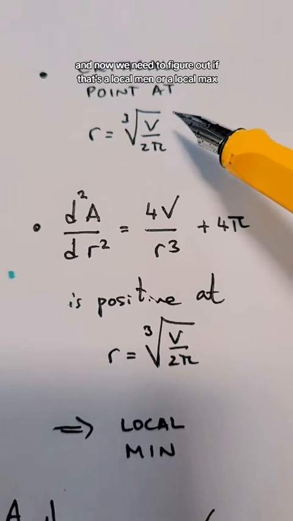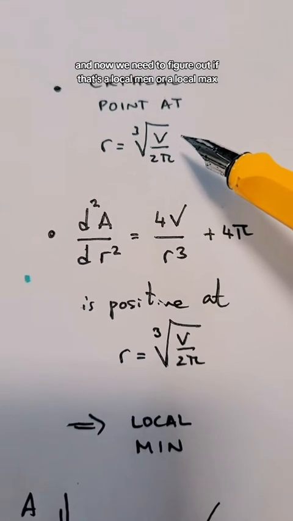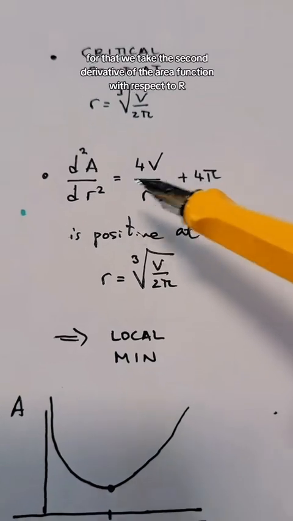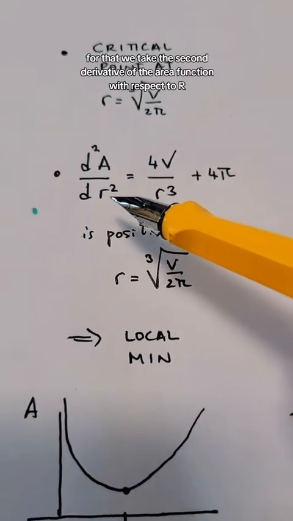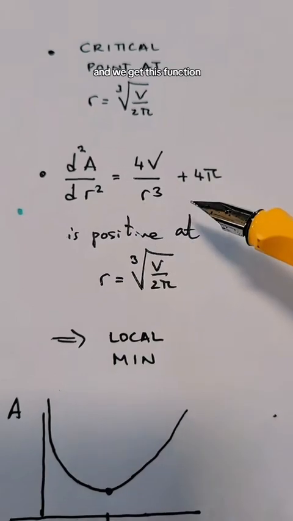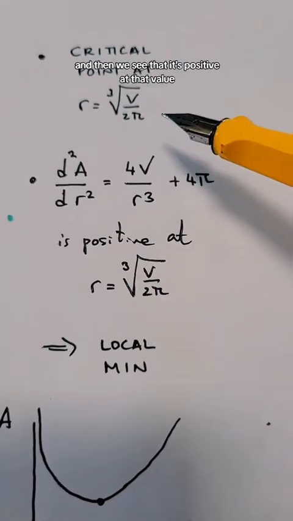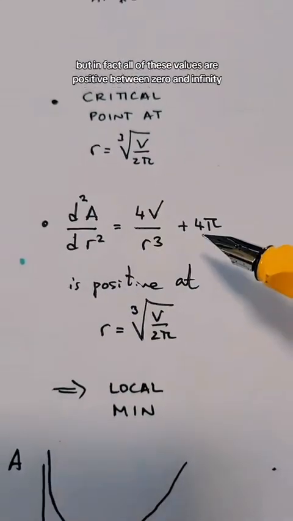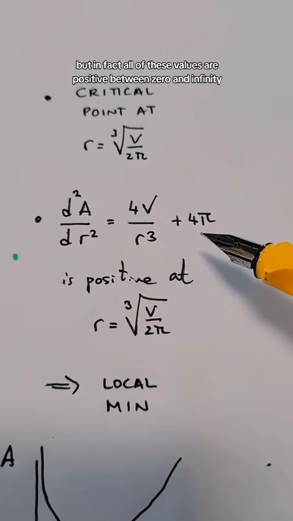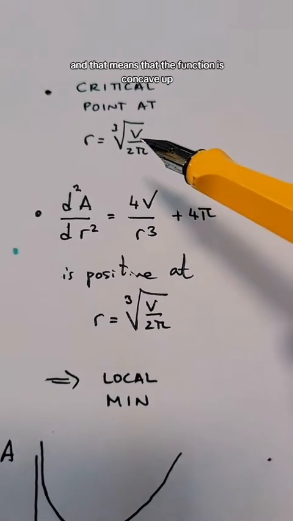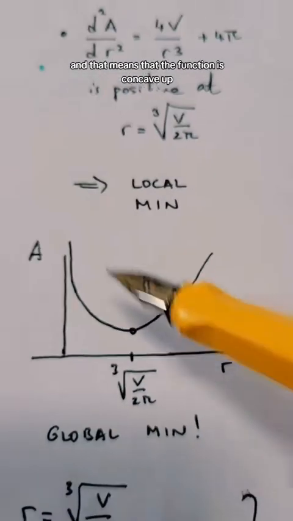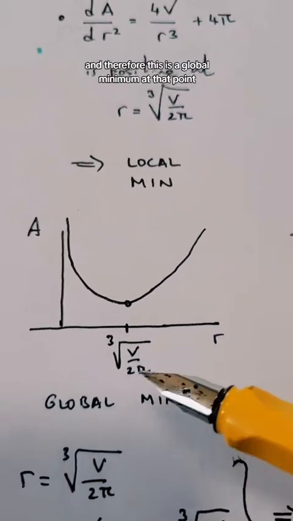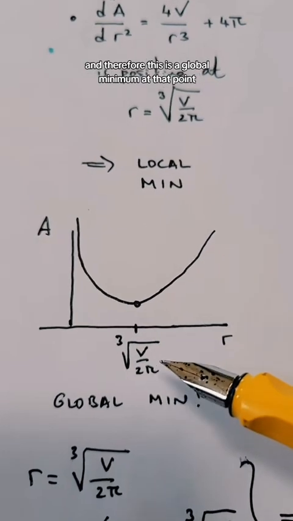And now we need to figure out if that's a local min or a local max. For that, we take the second derivative of the area function with respect to r, and we get this function, and then we see that it's positive at that value, so that is a local minimum. But in fact, all of these values are positive between 0 and infinity, and that means that the function is concave up, and therefore this is a global minimum at that point.